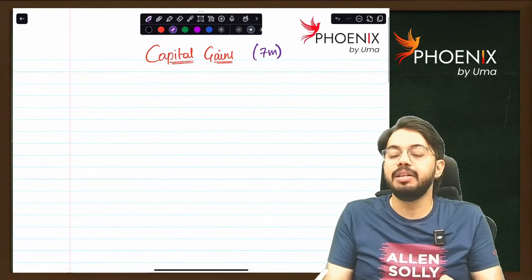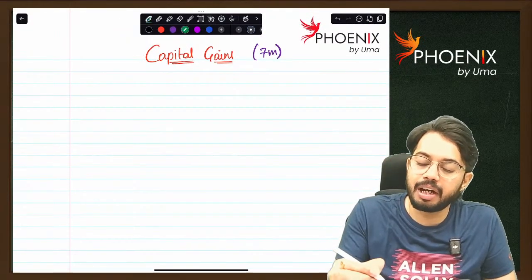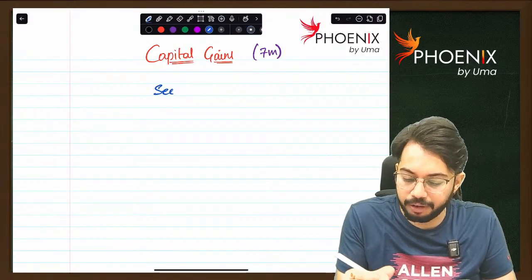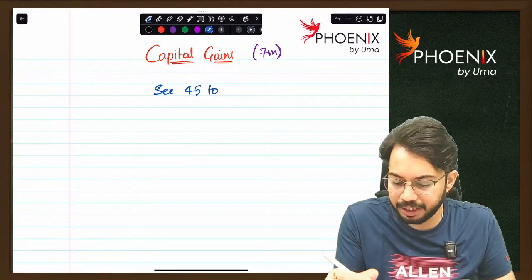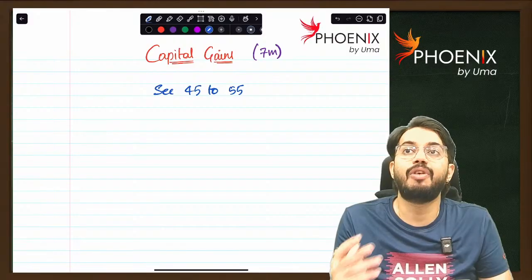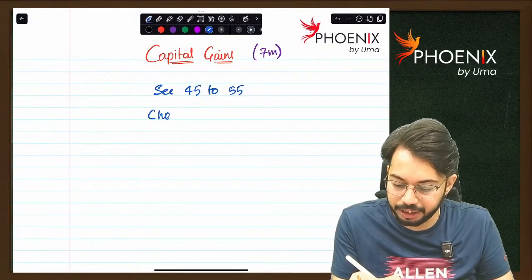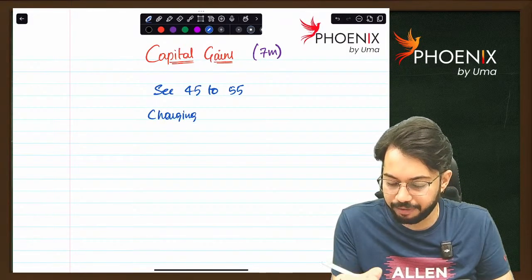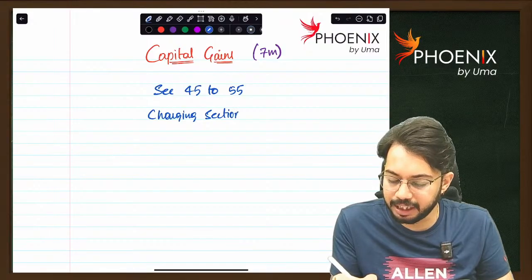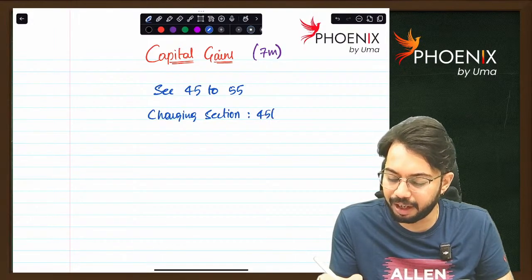We will start. See, what are the sections covered under the head capital gains? Section 45 to 55. These are the sections that are covered. What is the charging section? Charging section is section 45. Actually, charging section is section 45(1).